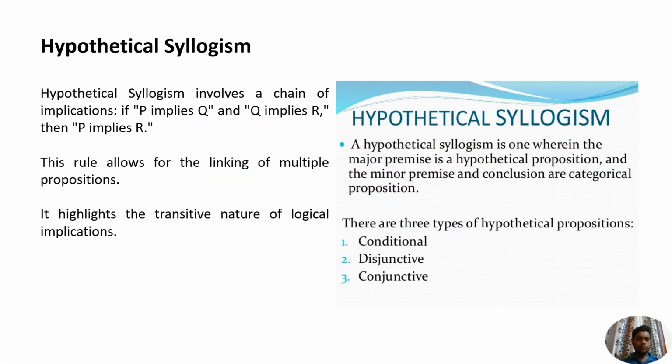Hypothetical syllogism. Hypothetical syllogism involves a chain of implications. If P implies Q and Q implies R, then P implies R. This rule allows for the linking of multiple propositions. It highlights the transitive nature of logical implications.